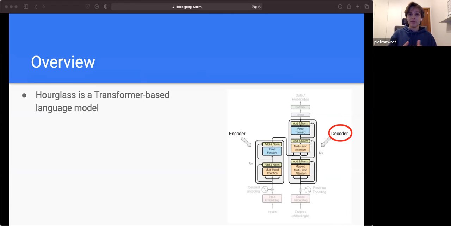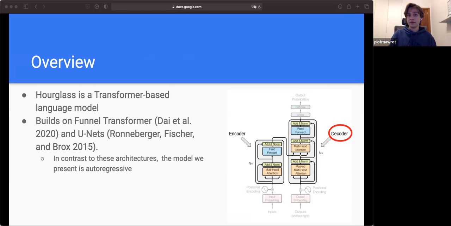Here I assume that you have heard about transformers already, as they have been used for quite a few tasks in the last years, and they yield impressive results. We don't use a transformer encoder or cross-attention in our work. You can think of Hourglass, our model, as a different implementation of the transformer decoder. That's the part in the red circle in this famous illustration of transformers.